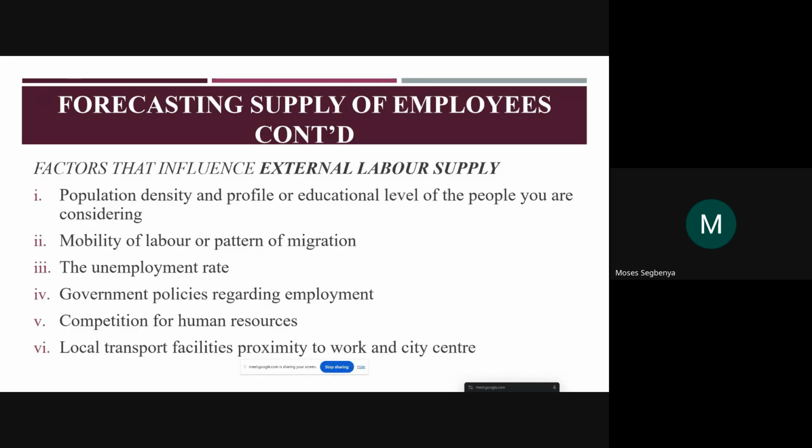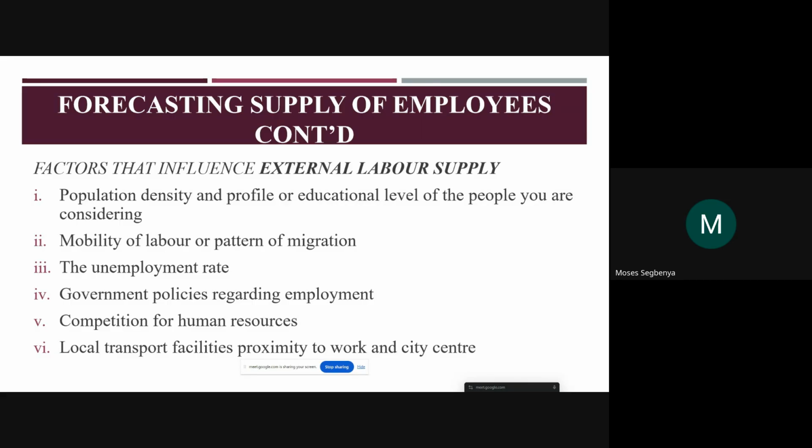If you improve the condition, let alone thinking about the movement, if you give them a motorbike, who will buy the fuel for them? Even the fuel, where do they get it to buy? So local transport facilities, proximity to work and the city center are all issues that influence.